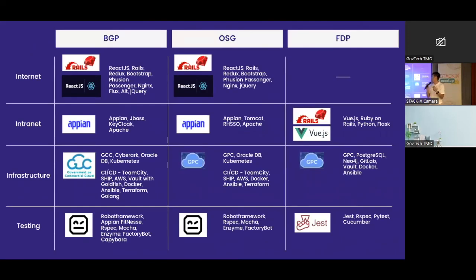Let's take a little bit of time here to look at our tech stack. So for those of you who are techies, you can take a look at what we use to build our apps. Notice how our SG Grants portal and the Business Grants portal share many of the same code, such as React and Ruby on Rails for the internet-facing application, and Appian, which is a COTS product for the intranet side. One key difference between us is BGP, Business Grants Portal, is already migrated to the government commercial cloud, while OSG, our SG Grants Portal, is in the process of doing that migration.